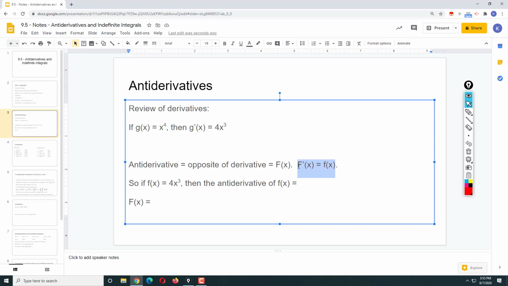We'll see this later. So example, if f of x is equal to 4x cubed, then the antiderivative of f of x is equal to x to the fourth power. So big F of x is equal to x to the fourth power. Why? Because if big F of x is equal to x to the fourth power, then the derivative of big F of x must be equal to 4x cubed, which is what we started with.